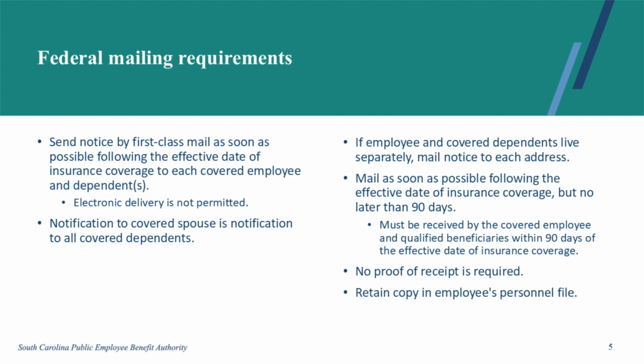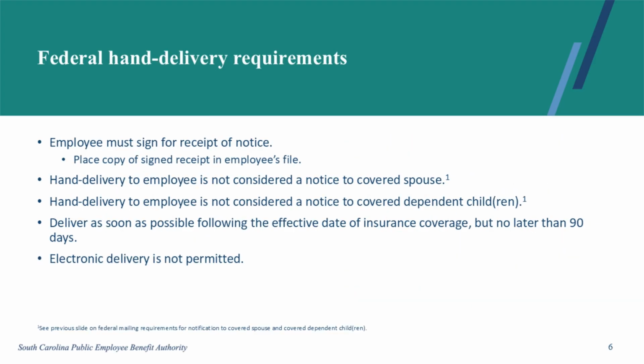The notice must be received by the covered employee and spouse within 90 days of the effective date of insurance coverage. You do not need proof of receipt but should retain a copy in the employee's personnel file. Initial COBRA notices can also be hand-delivered to the employee only. If you hand-deliver the initial notice, the employee must sign a receipt of delivery, which you should keep in the employee's file. Hand delivery to the employee is not considered notification to the covered spouse or dependent child or children.